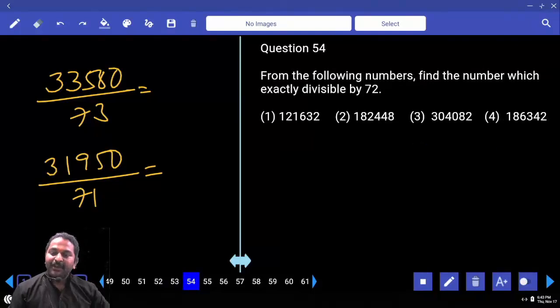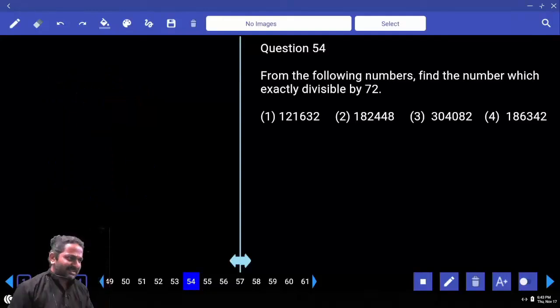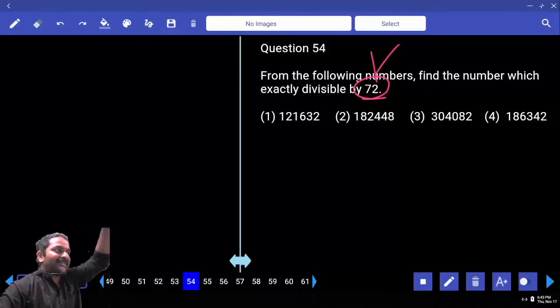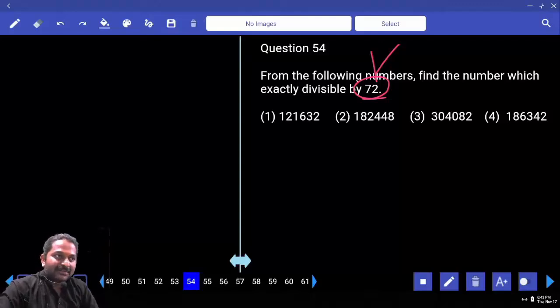Next. From the following numbers, find the number which is exactly divisible by 72. Yesterday we discussed this question. When it is divisible by 72, it has to be divisible by 8 as well as 9. Which is easy? 9 is easy, right? So we'll try with 9 first. If multiple options are there, then we'll consider 8 multiplication. So out of the given options, how many are 9 multiples?